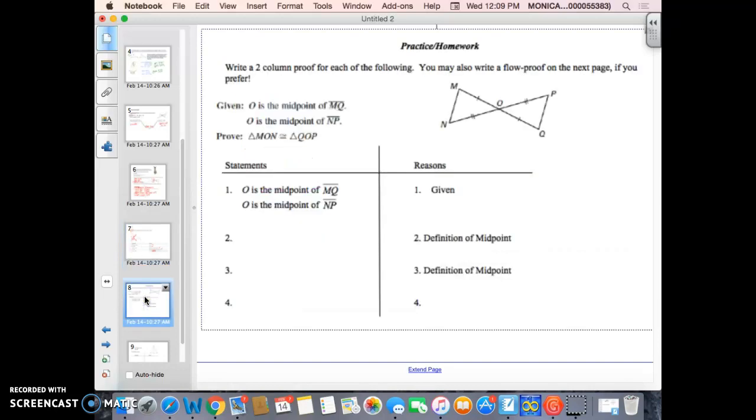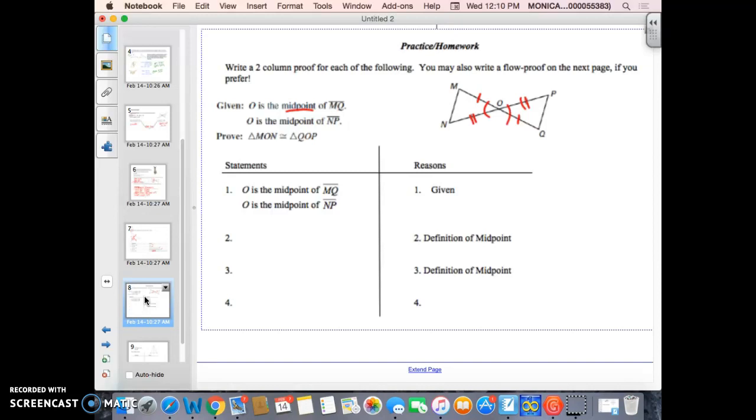Okay, here's another two-column proof. So it tells me that O is the midpoint of MQ, and because of this keyword midpoint, we know that these two sides are going to be congruent. And then we know that O is the midpoint of NP, so that's how I can say that these two sides are also congruent. And then the third markup that I need on here is that this angle is going to be congruent to this angle because of vertical angles, right?